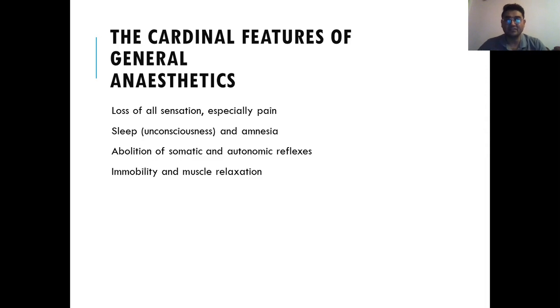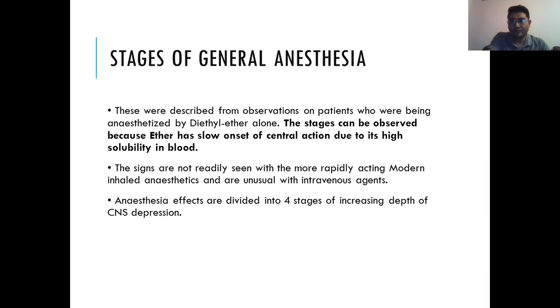So these are the characteristics of general anesthesia. These four characteristics are the most important. First one is loss of all sensation, especially pain. The patient loses all sensation; especially, the patient should not feel pain during anesthesia and during the procedure. The second most important characteristic is sleep and amnesia, abolition of somatic and autonomic reflexes, and immobility and muscle relaxation. Of course, when there is muscle relaxation, the patient cannot be mobile, the patient cannot move.